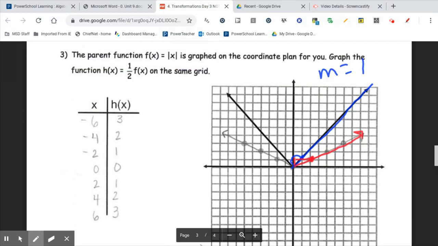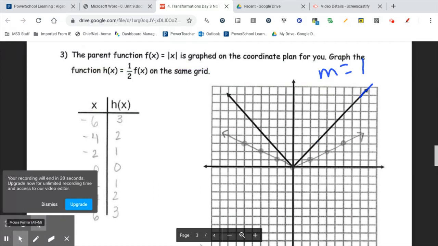And then it'll be narrower. Let's say that your slope is like 3, then you'd go up 1, 2, 3, and then over 1. So that would make it narrower. So those are like the differences in why your graph gets steeper and narrower. It's kind of related to slope.